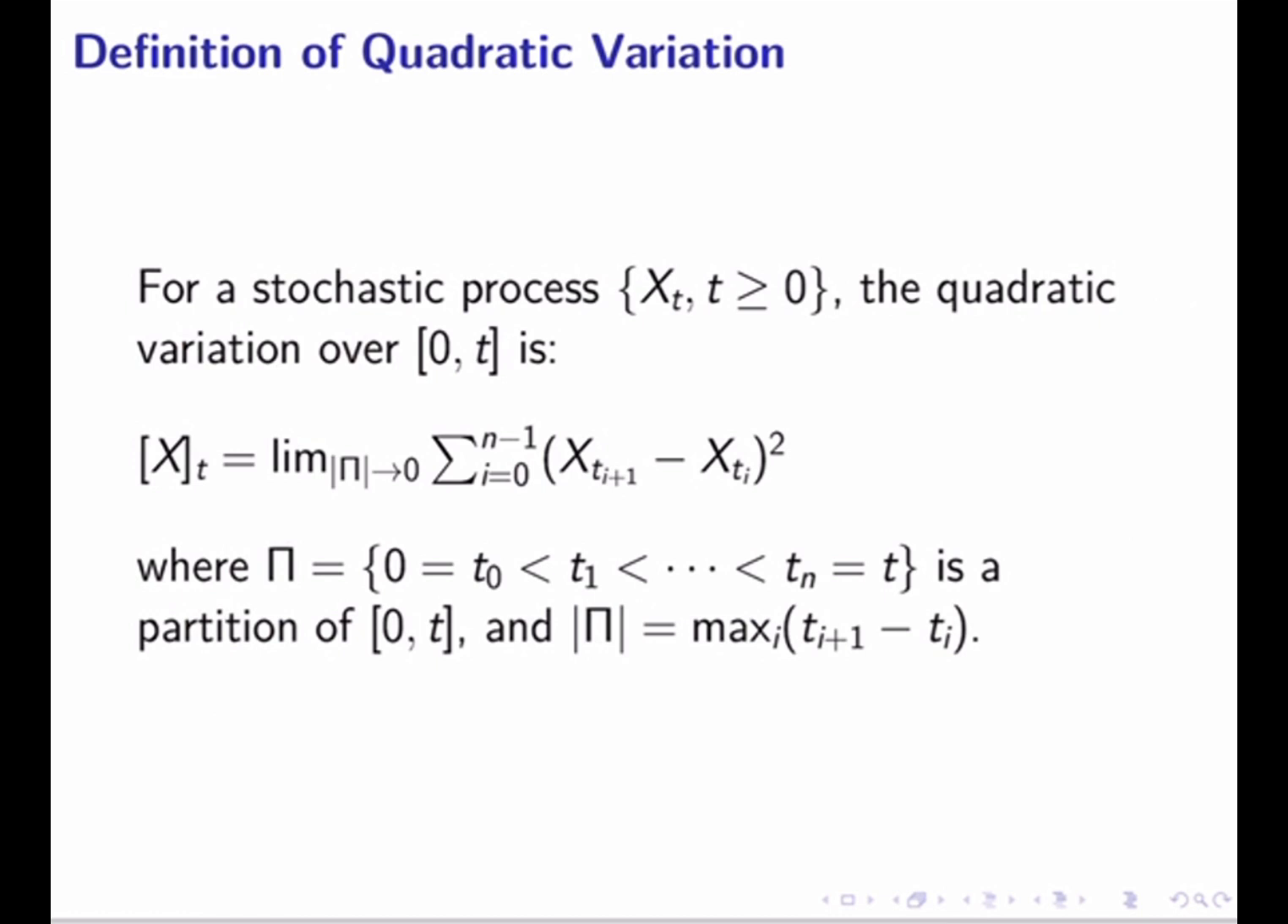Let's begin with the definition of quadratic variation. For a stochastic process, the quadratic variation measures the accumulated squared differences over time. Formally, it is defined as the limit of the summation of the squared increments as the partition of the time interval becomes infinitely fine. This concept is crucial for understanding the behavior of stochastic processes.